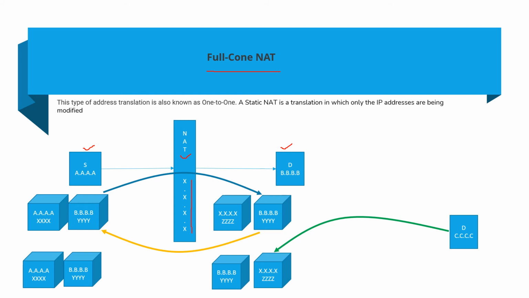When my source wants to talk to the destination, my packet format looks like this. This is my source, this is my destination, my IP is A, my destination is B, and my source port is XXX, destination is YYY. When it crosses a NAT device, my source IP is going to get replaced with the public IP address.